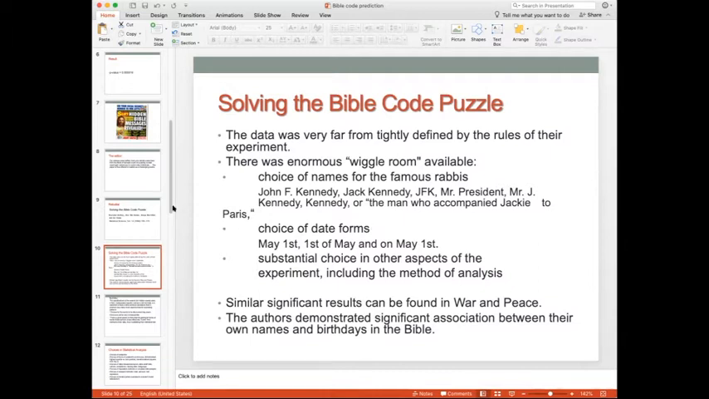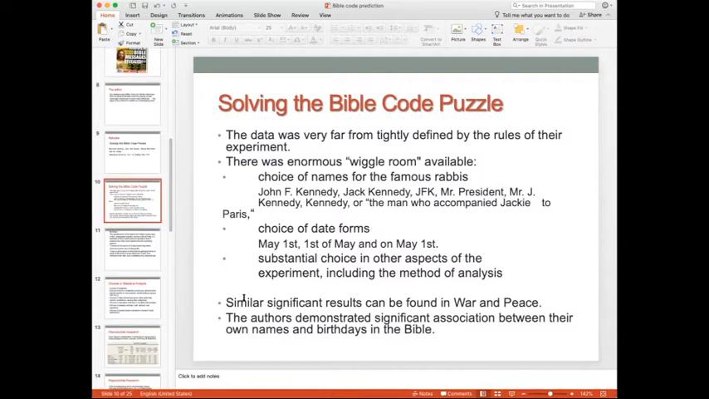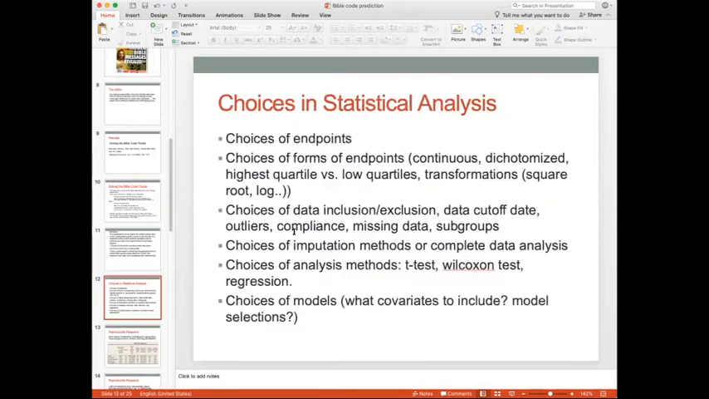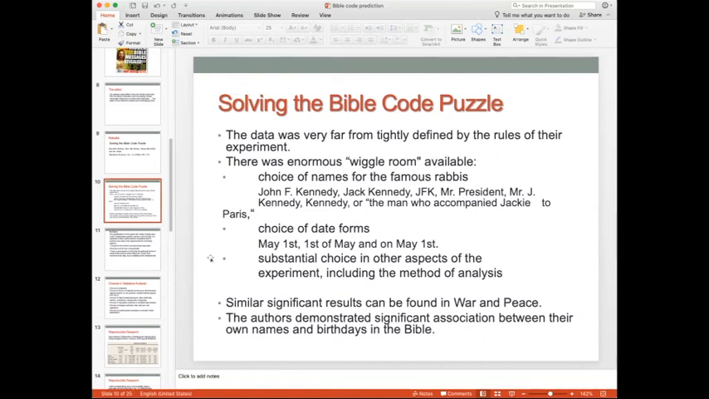And when the authors conducted the analysis, they found that a similar significant result can be found in War and Peace. So they did the same experiment, allowing the same enormous wiggle room. They can demonstrate there's a significant association between the names of rabbis and the birthday or death day of rabbis in War and Peace. And the author also demonstrated that they can find their own names and birthdays in the Bible.